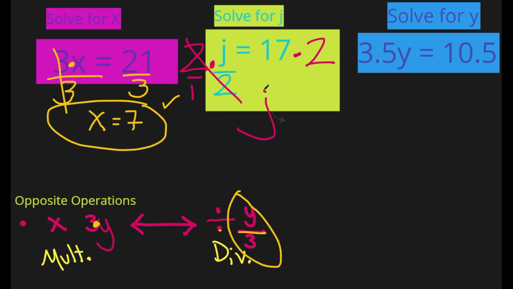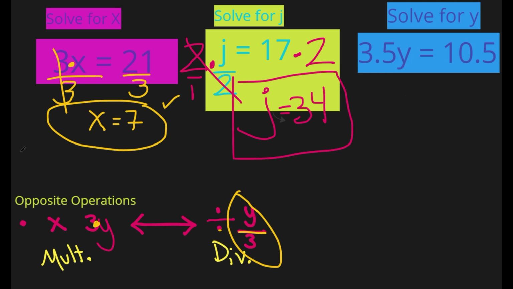Anyways, j equals 17 times 2 is 34. Problem solved. 34 divided by 2, is that 17? Yes, you bet it is.